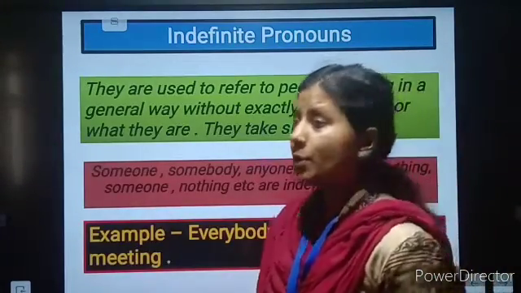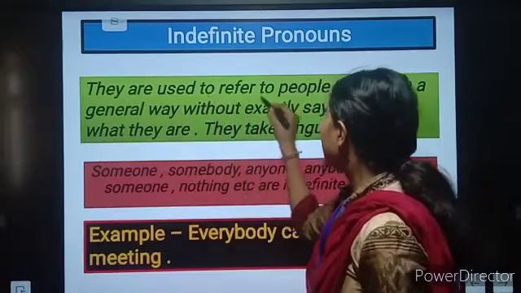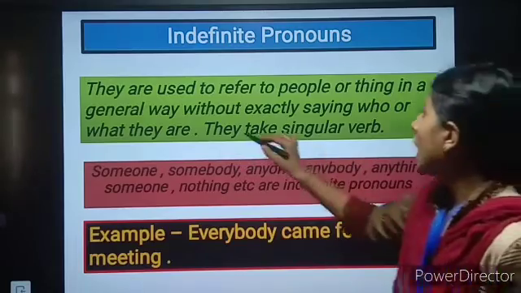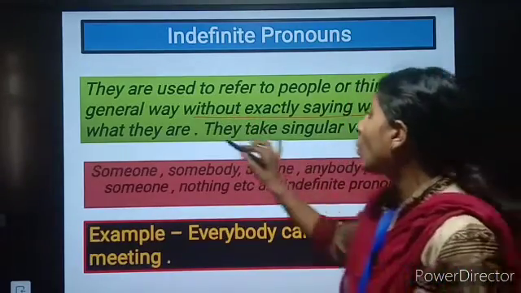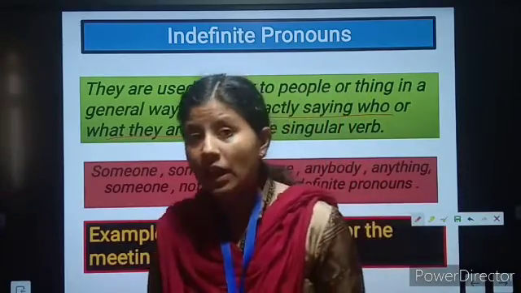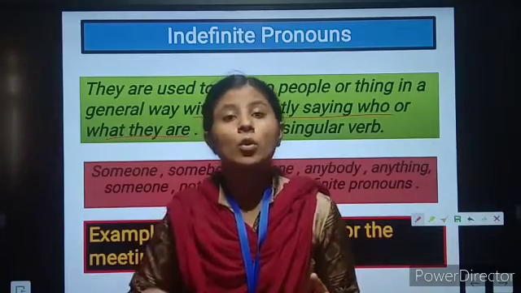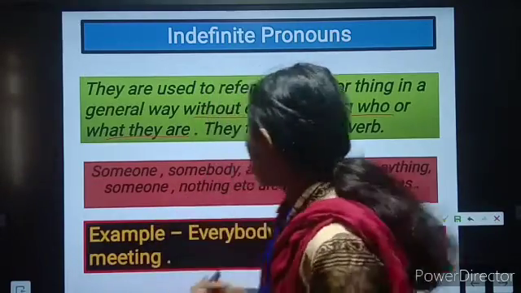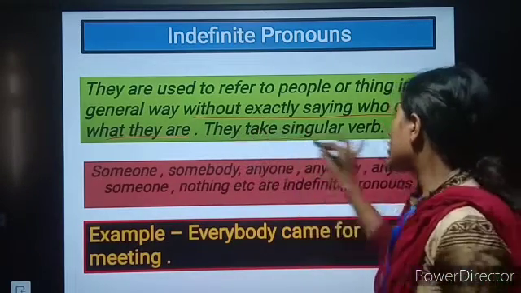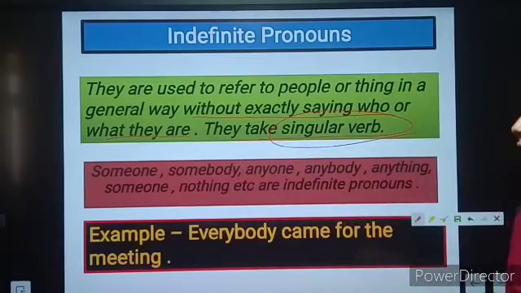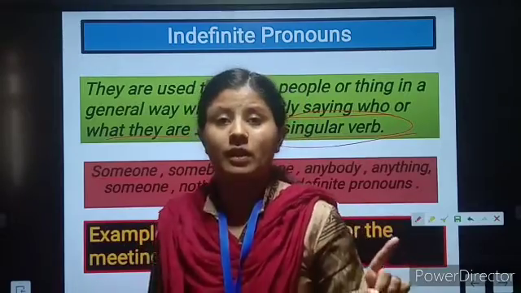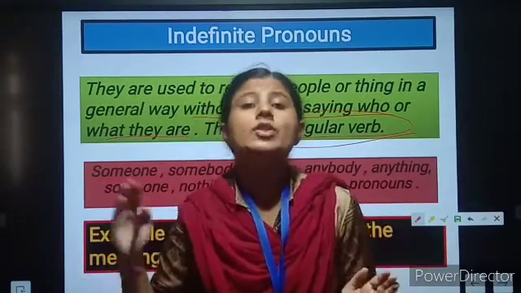So now moving to the next, the indefinite pronoun. Now let's understand this pronoun. They are used to refer to people or things in a general way, without exactly saying who or what they are. Means the subject is in a general way. Who is doing or what they are is not told. Okay, they also take singular verb. Now someone means someone at the door. We don't know who, but someone. So it is a name in general.